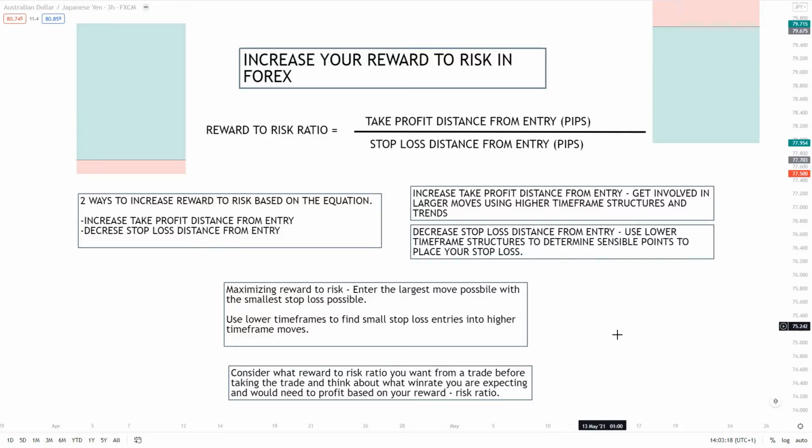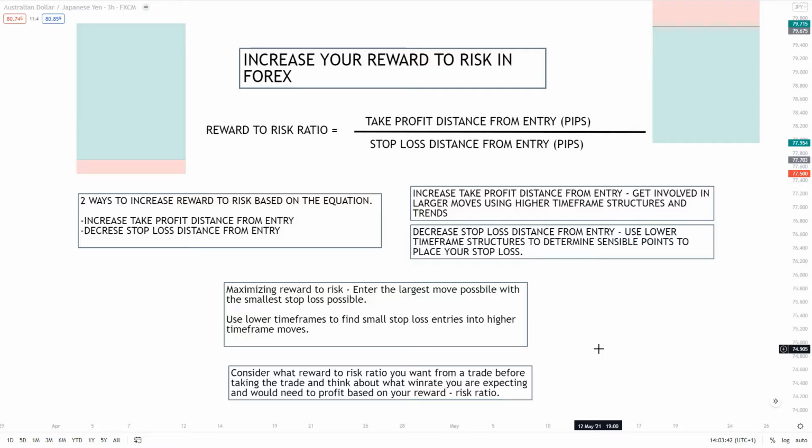So before taking any trades, you need to consider what risk to reward you actually want from the trade, and think about what win rate you're expecting and what win rate you'd need to profit based on the risk to reward ratio. So the big advantage with increasing your risk to reward in Forex is that if you have a higher risk to reward ratio, you won't have to win as often, so it takes the pressure off of winning.